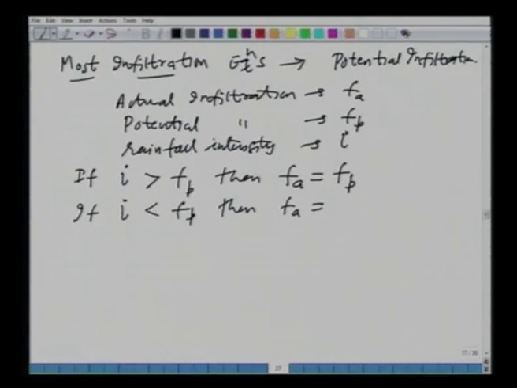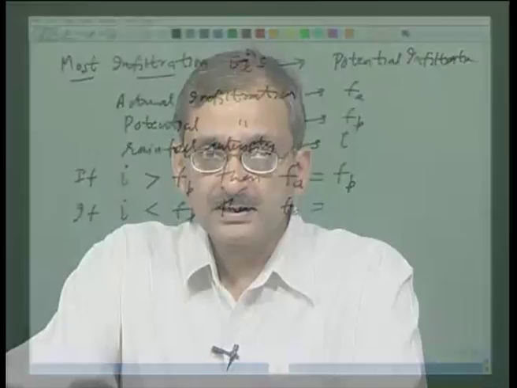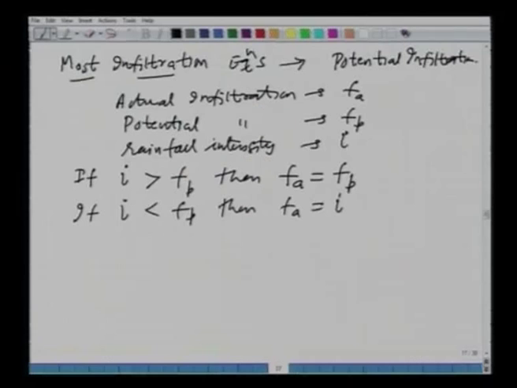If you think about it, physically, it means that the rain is falling at a rate less than the maximum rate at which soil can absorb water. So, what will be the infiltration? It will be the amount of water that is available, or the rate which is available, which is I. So, F actual will be equal to I. This is very important to understand.